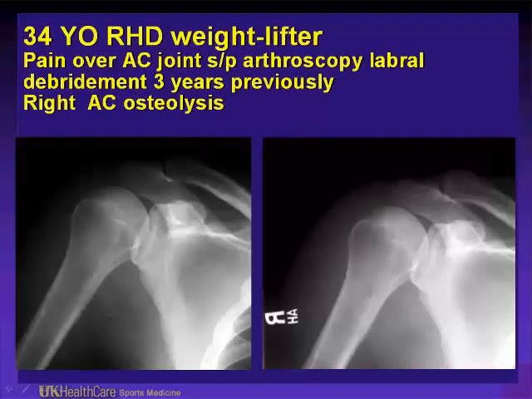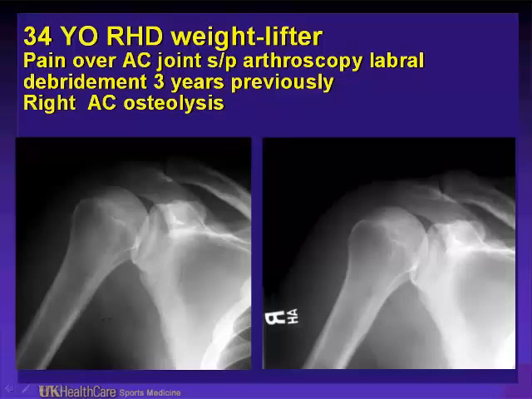This is a 34-year-old right-hand dominant weightlifter, pain over the AC joint. They had had an arthroscopy, labral debridement 3 years previous, and the pain was located over the AC joint. So this is weightlifter's shoulder, which is more of an AC joint problem. However, if you do a scope on these individuals, you want to look in the glenohumeral articulation as well to see if there is any labral pathology or articular surface injury, which there can be if people are using their shoulders as a weight-bearing joint.